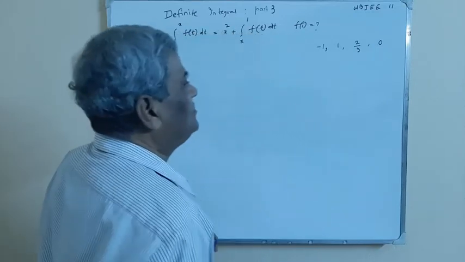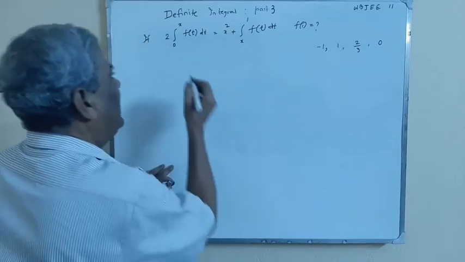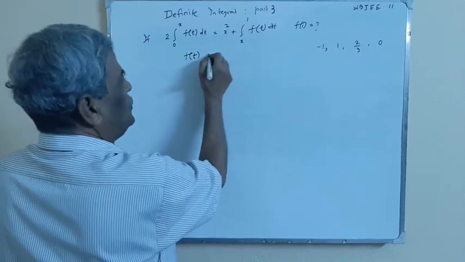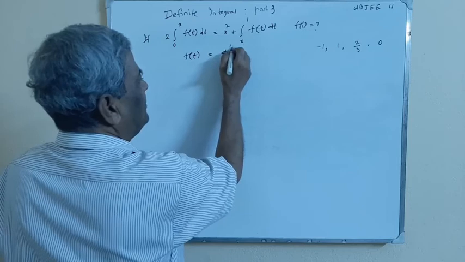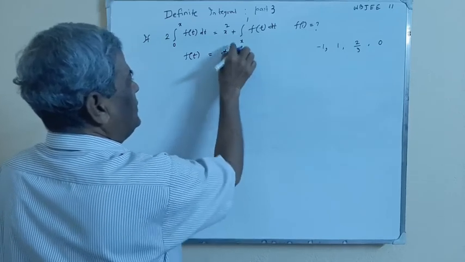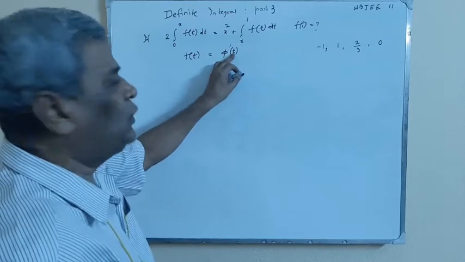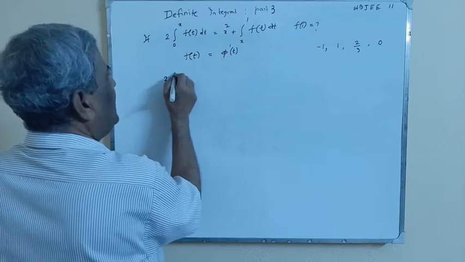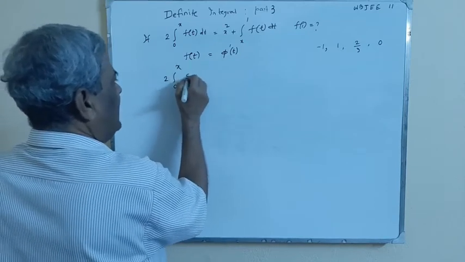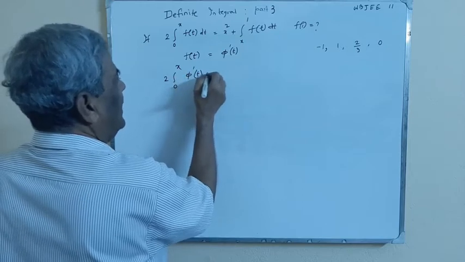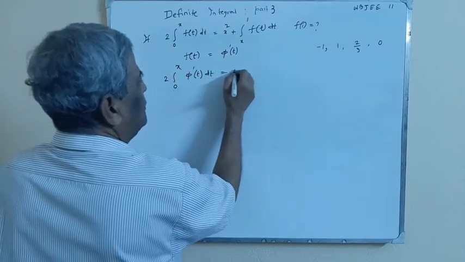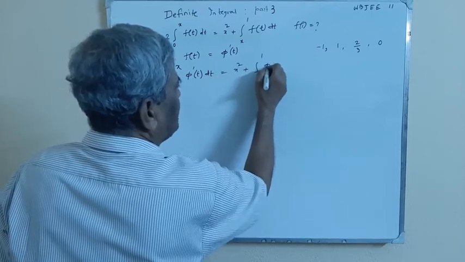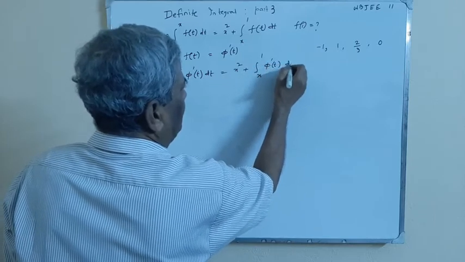To solve the problem, let us apply a trick. Let f(t) be a function of t. Suppose its derivative is phi dash t. Derivative is taken with respect to t, so that the problem becomes 2 times the integral from 0 to x of phi dash t dt is equal to x square plus the integral from x to 1 of phi dash t dt.